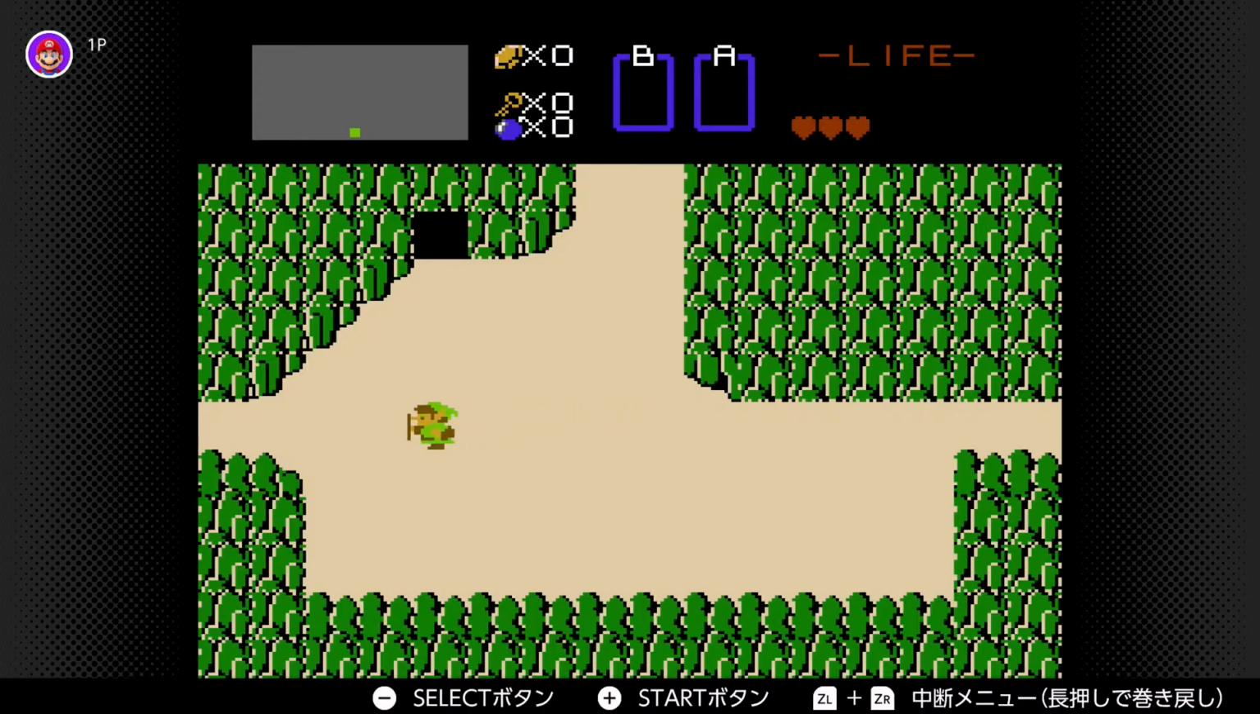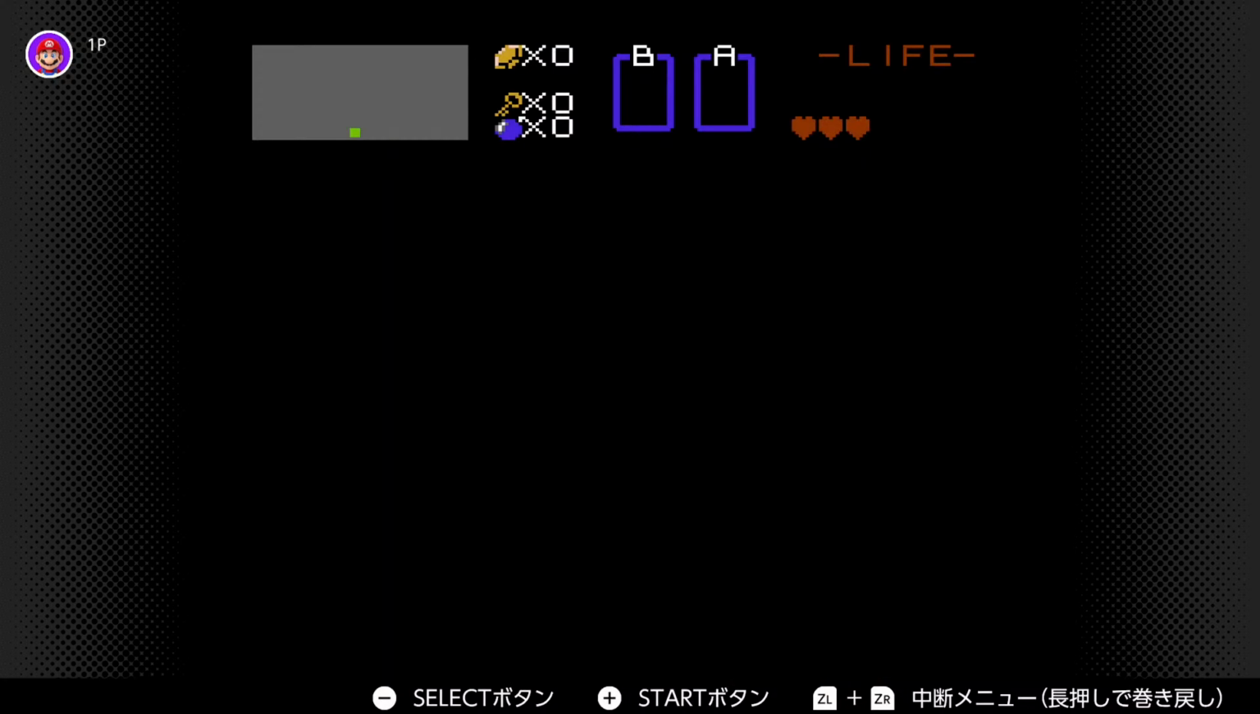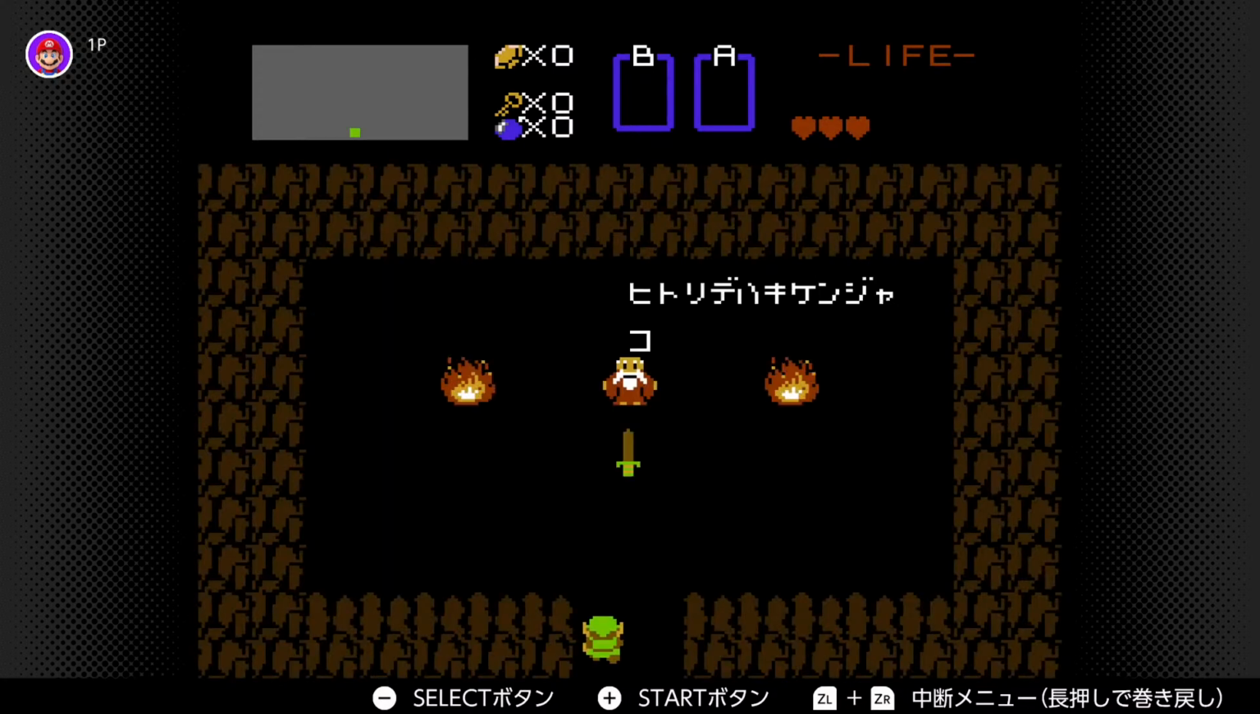And here we are. We can enter the cave. The old man says to us, Hitori dewa kikenza kore o Sasuke yo.